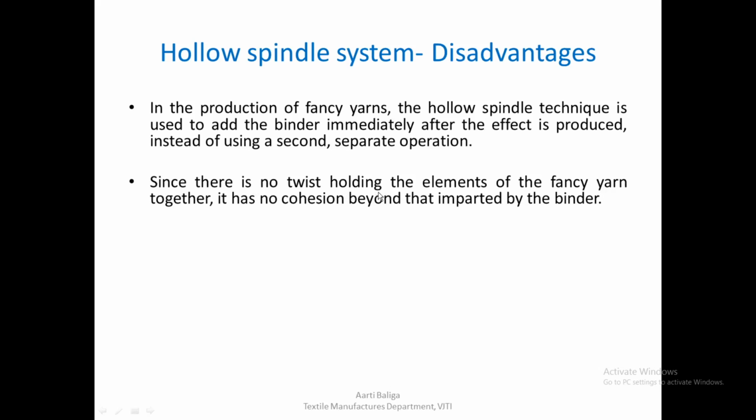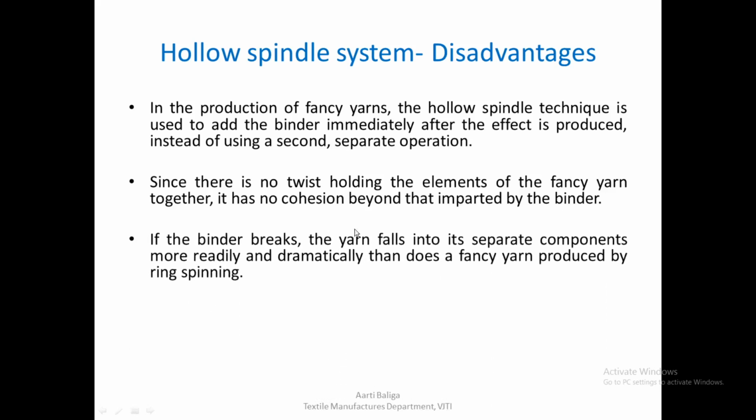Since there is no twist holding the elements of the fancy yarn together, it has no cohesion beyond that imparted by the binder. As I have just mentioned, the ground and the effect are not twisted amongst themselves as it was done in the plying technique, and therefore it will have lesser cohesion. This particular yarn produced by hollow spindle will have lesser cohesion when compared to the other type, and the cohesion in the hollow spindle type would be only to the extent that is imparted by the binder.